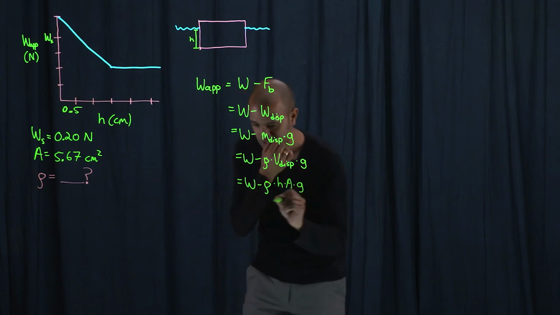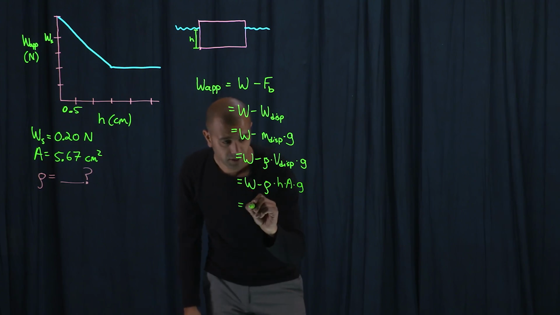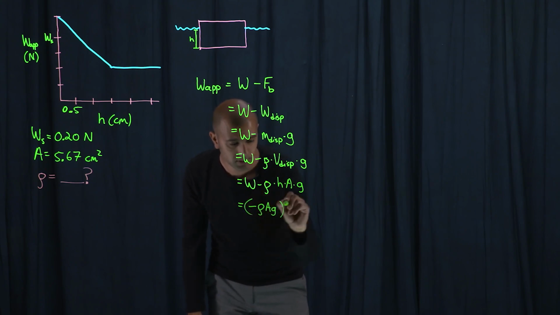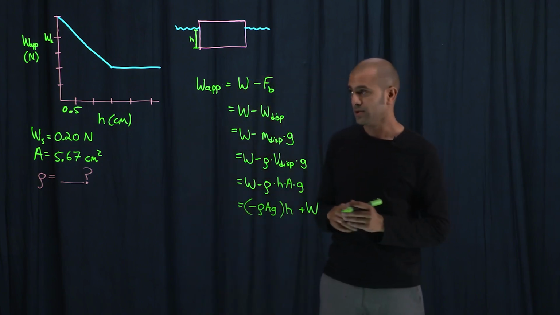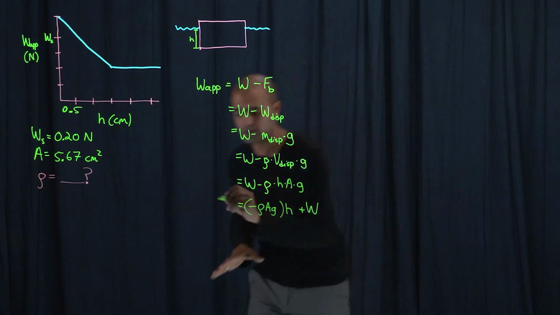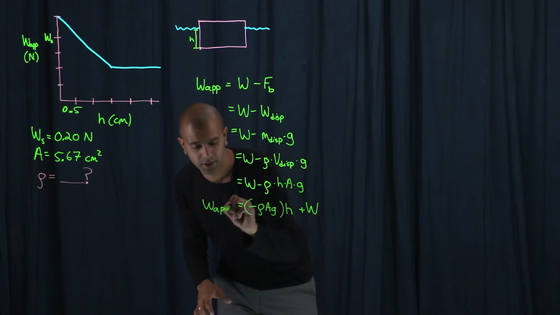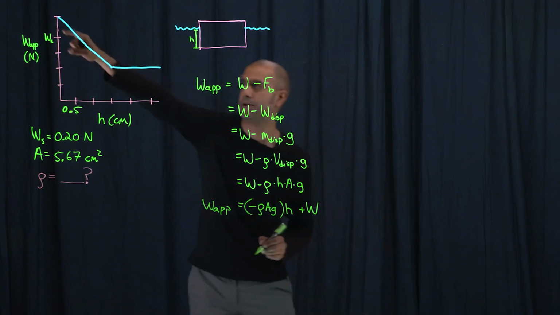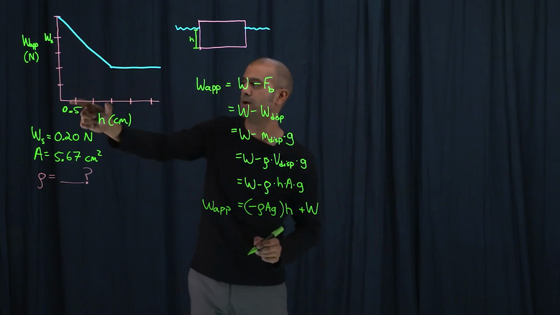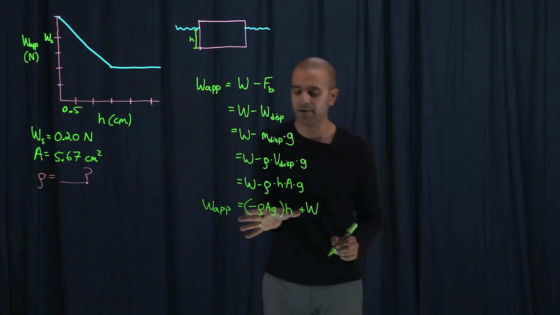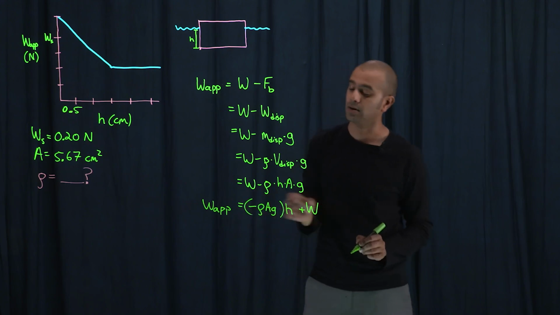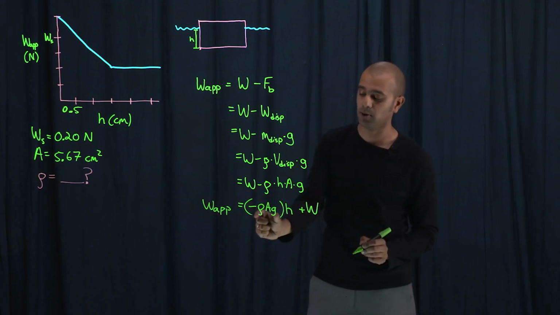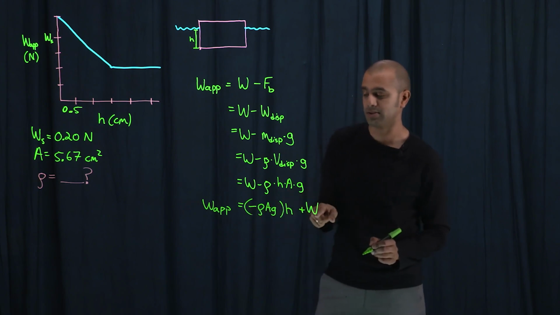And then if I just write that suggestively, let me write it like this: rho A g times h plus W. We see that this is actually very consistent with our graph. Our graph is telling us that there's a linear relationship between the depth of the box and the apparent weight. And we find the same thing here. It says the apparent weight is something times h plus another constant. So this is basically describing a line with slope minus rho A g and y-intercept W.